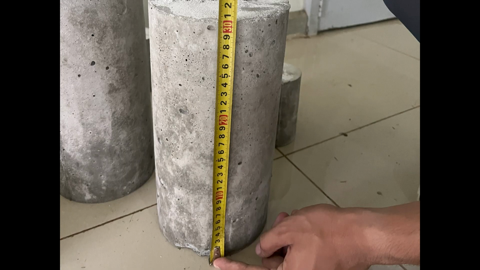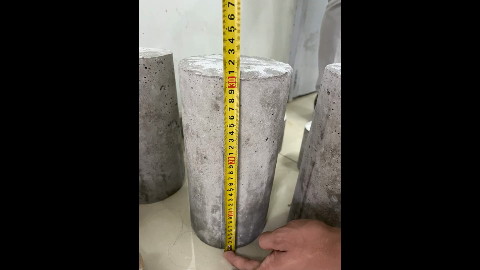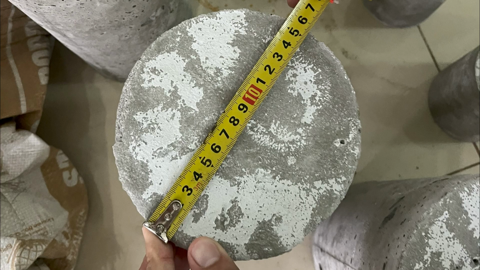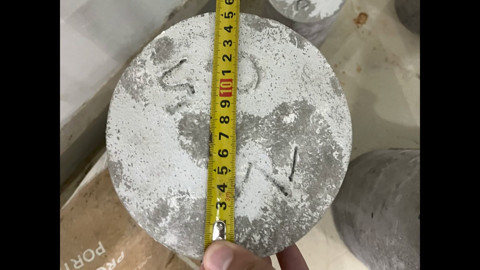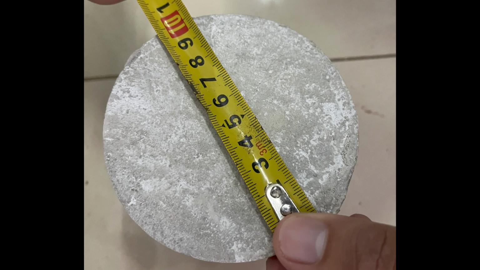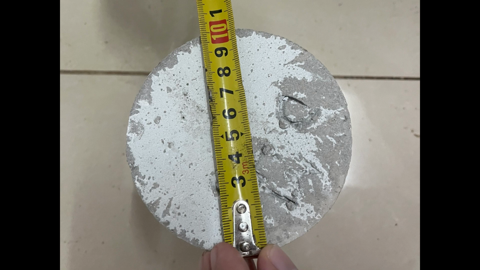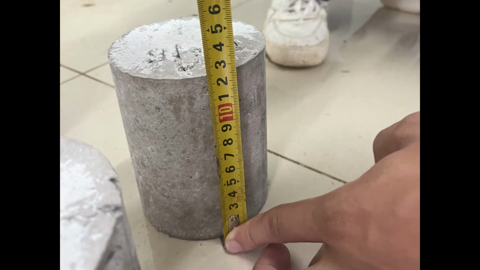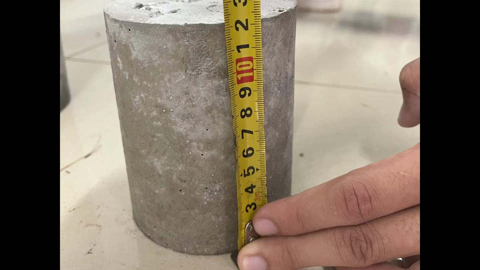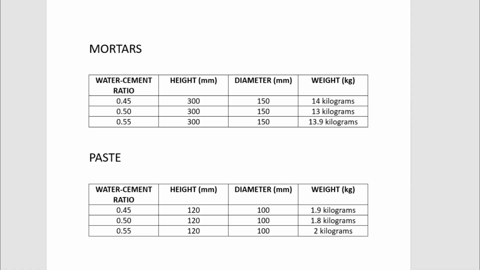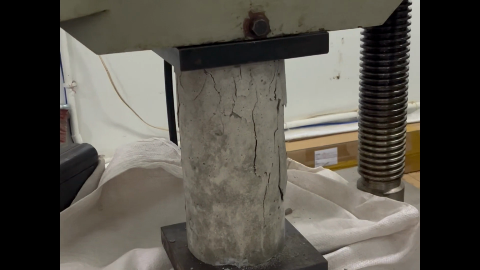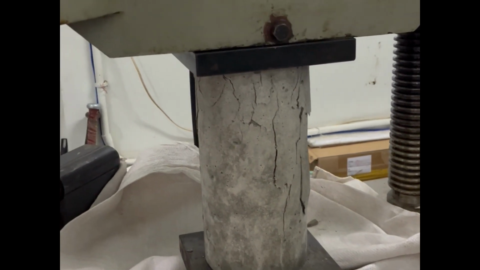On the 7th day of curing, the cement paste and mortars were taken out of the curing tank and were air dried for a day before being capped for testing. The weight and dimensions of the test specimens are shown below. The testing of the test specimens is shown in this video.